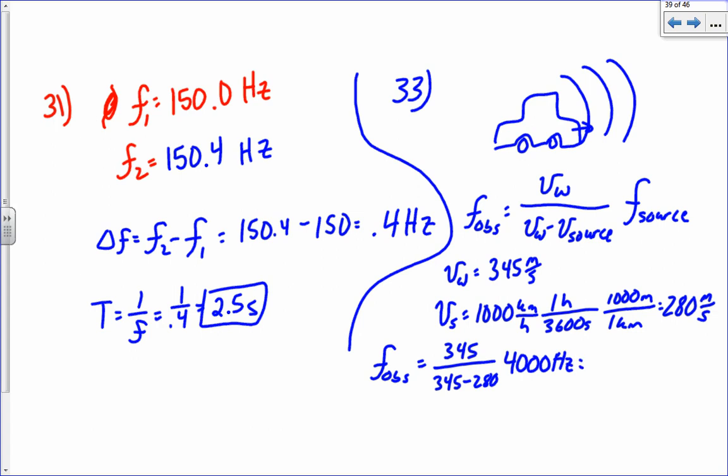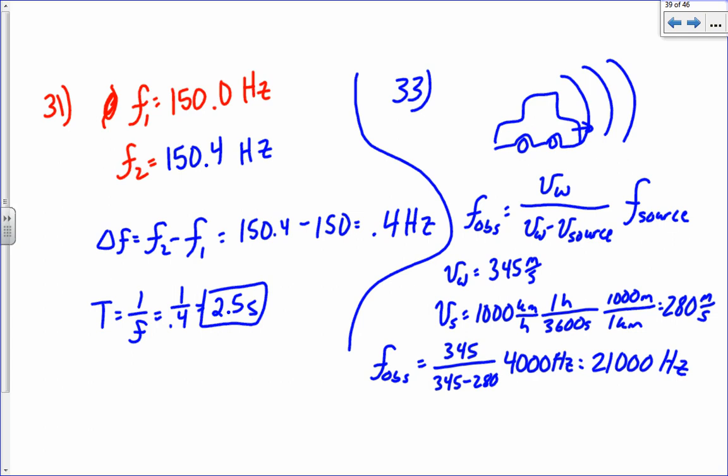Now let's see what I get here. So I get 345. Oh goodness, that's a lot higher. So I get 21,000 hertz. It seems really big. Let me just check that answer. Yeah, that's right. 21,000 hertz.